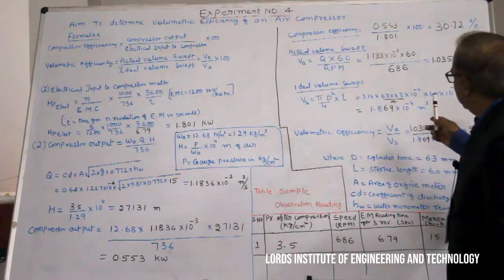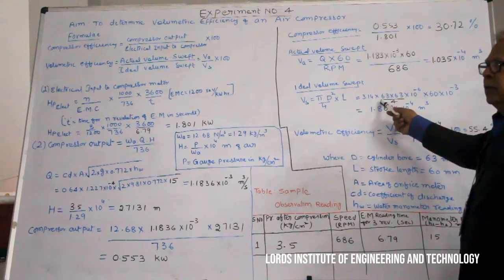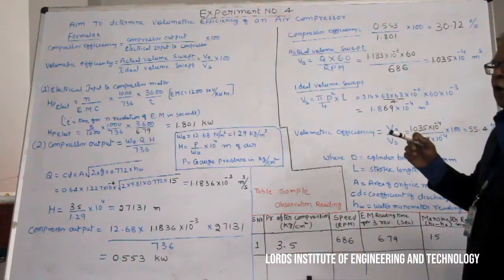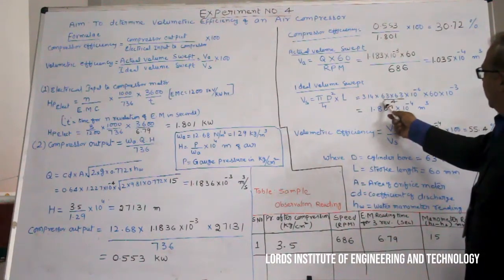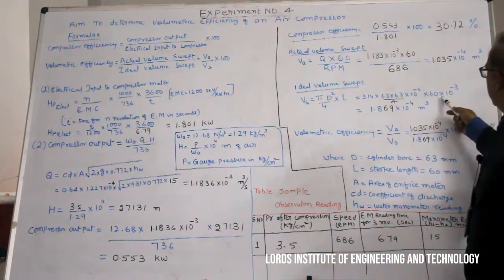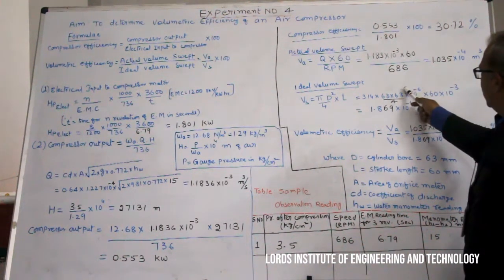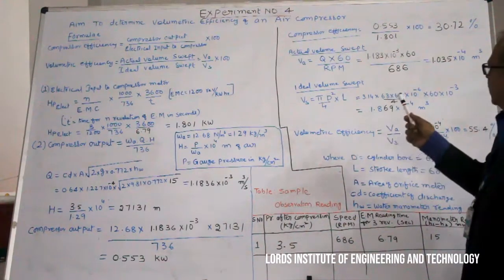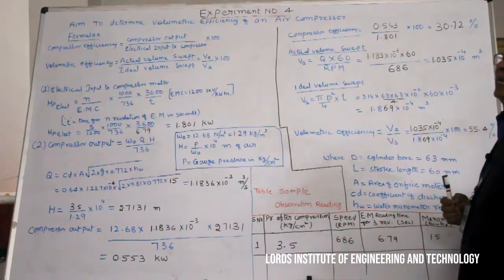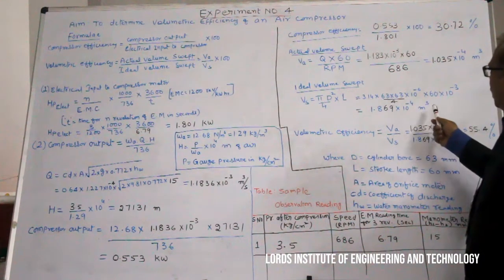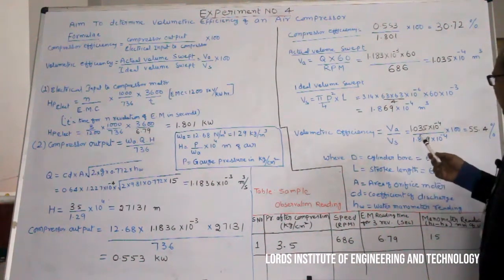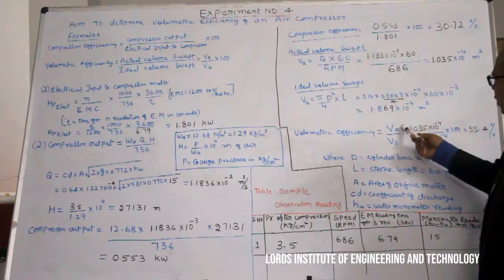So I convert it into meters. The diameter and the length are given in mm, so I divide by 1000 to get meters. So 63 divided by 1000, 63 divided by 1000, and then 60 divided by 1000. That is why I am using 10 to the power minus 3 and then 10 to the power minus 6, because it is meter into meter. When I calculate these values, I get the swept volume as 1.869 into 10 to the power minus 4 cubic meter.